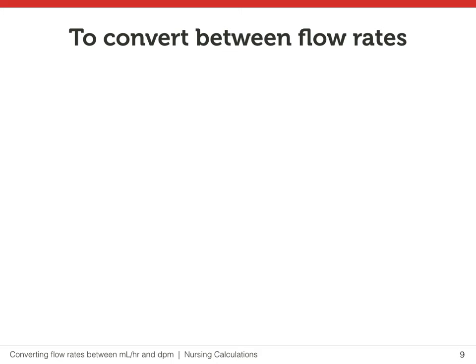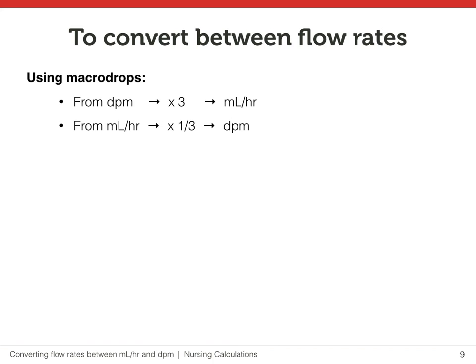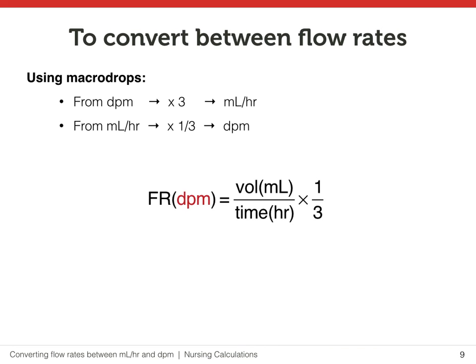In summary, when you are using macrodrops for adults, turning your flow rate in drops per minute to mils per hour means multiplying by 3. Turning your flow rate in mils per hour to drops per minute means multiplying by 1/3. You may in some texts come across a formula that may look like this. This is just saying the same thing.